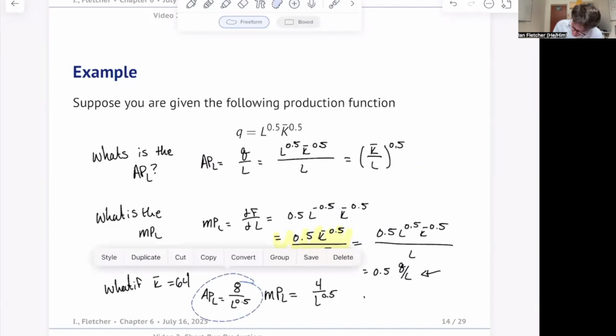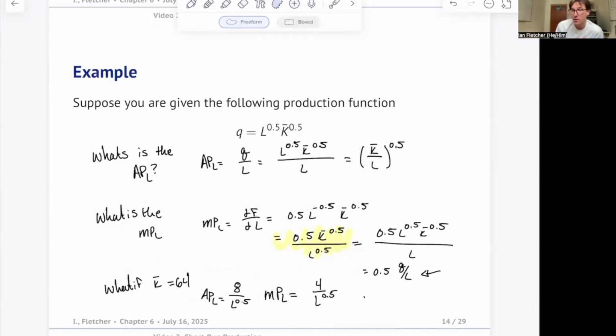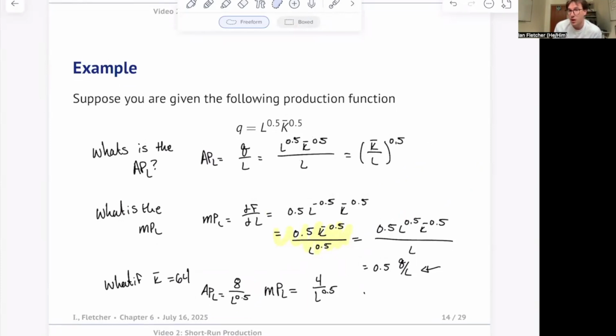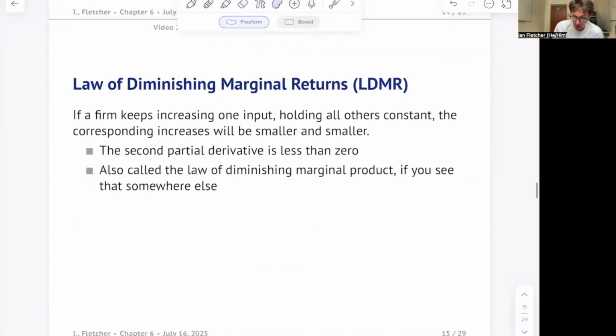I guess we'll move this down here. Those are the type of style of questions that you're going to have to know for the short run production process. So if you can understand that and you can follow that, then I would absolutely just keep doing that. And so now we've got the law of diminishing marginal returns. And so this is very, very similar to our decreasing marginal utility. So if a firm keeps increasing an input, holding all others constant, the corresponding increases will be smaller and smaller.